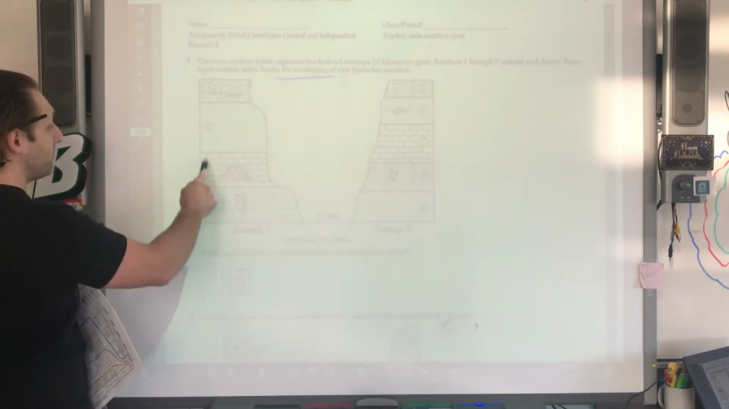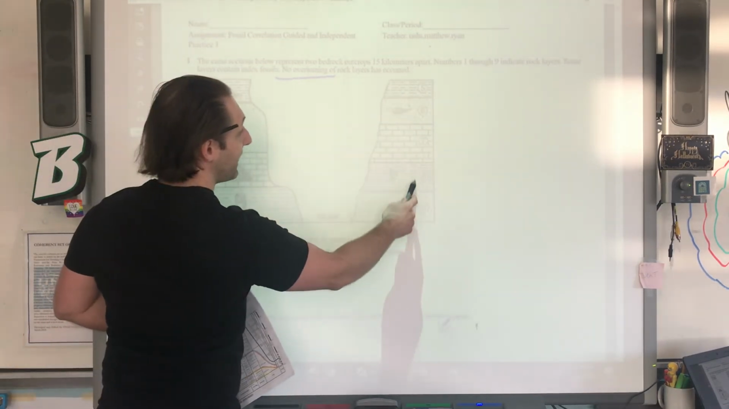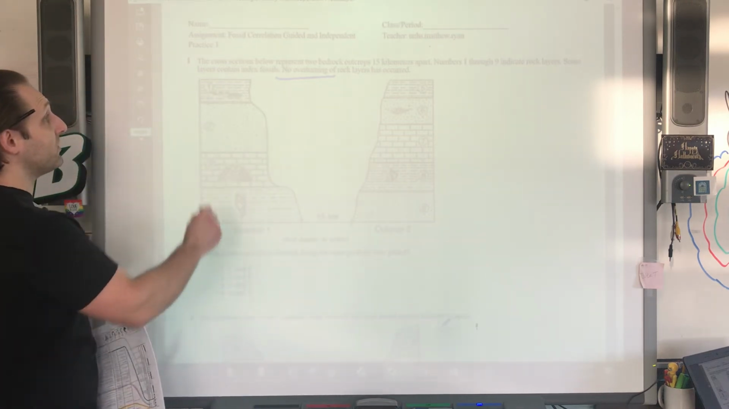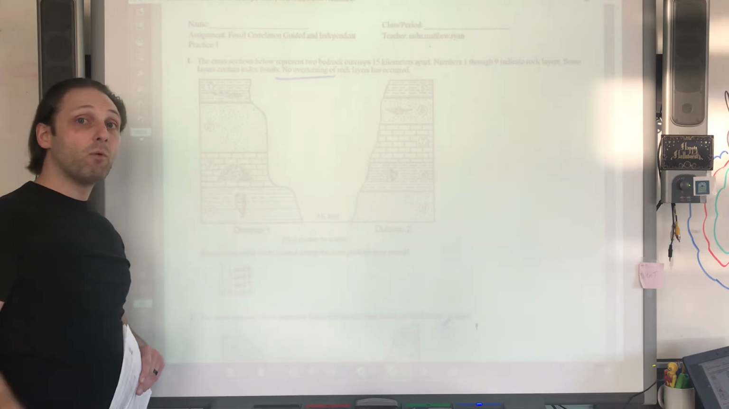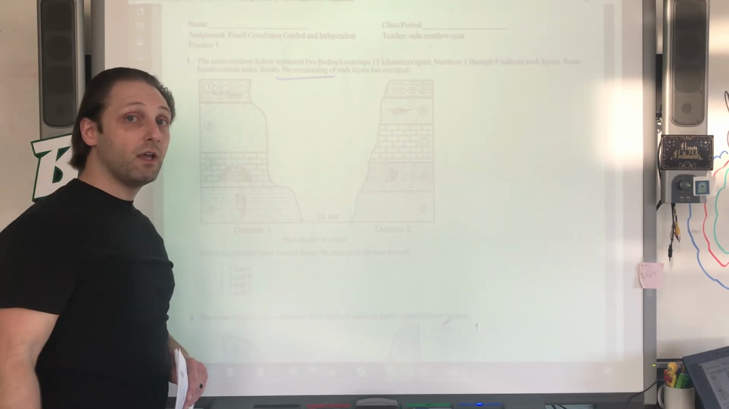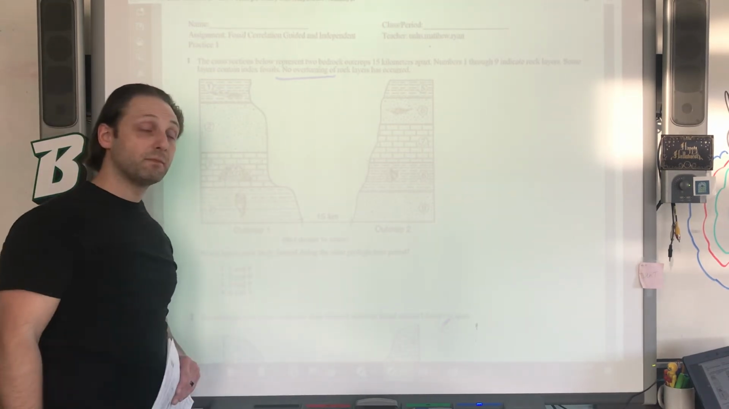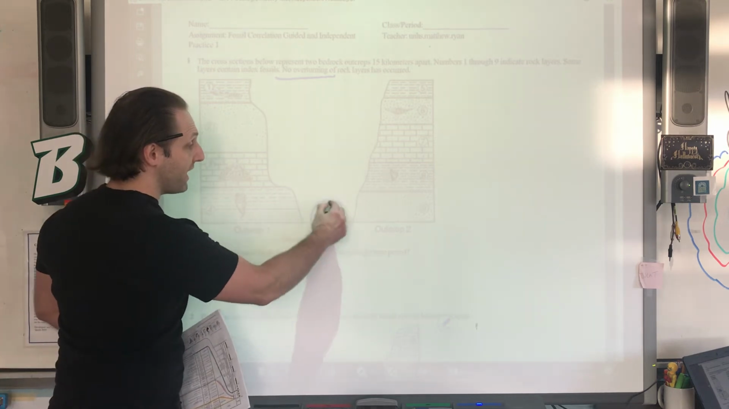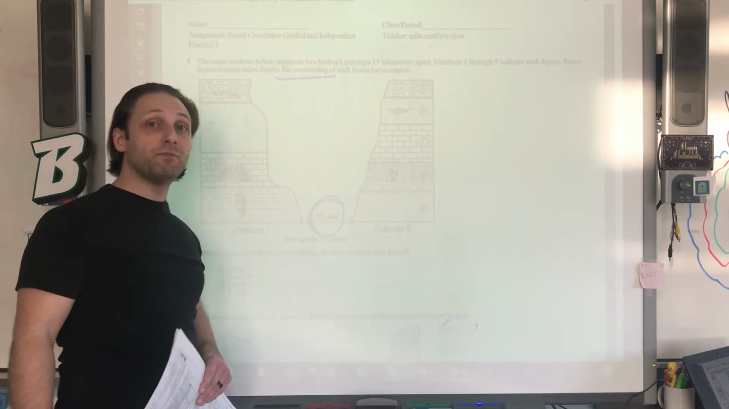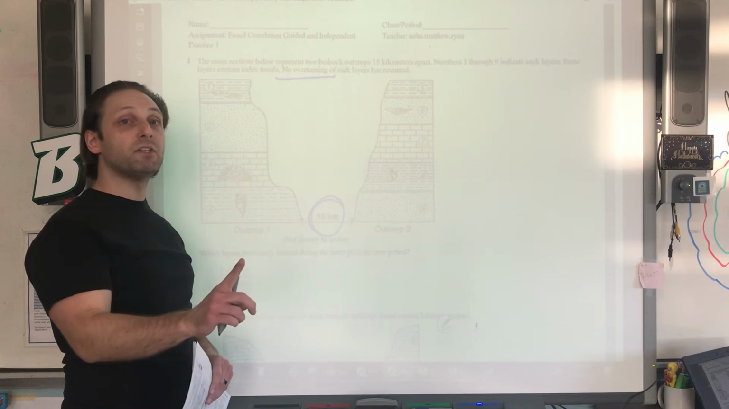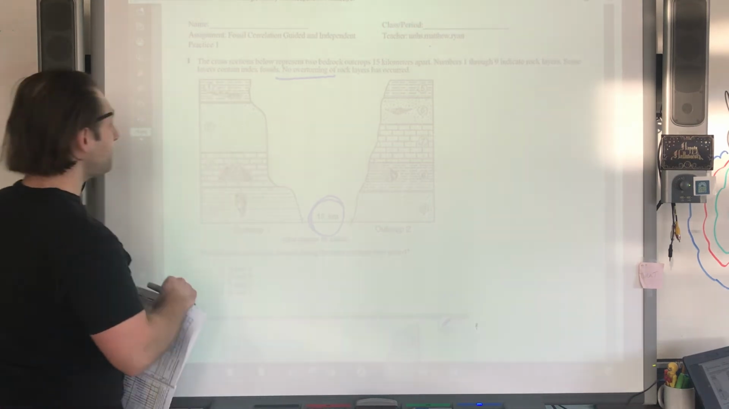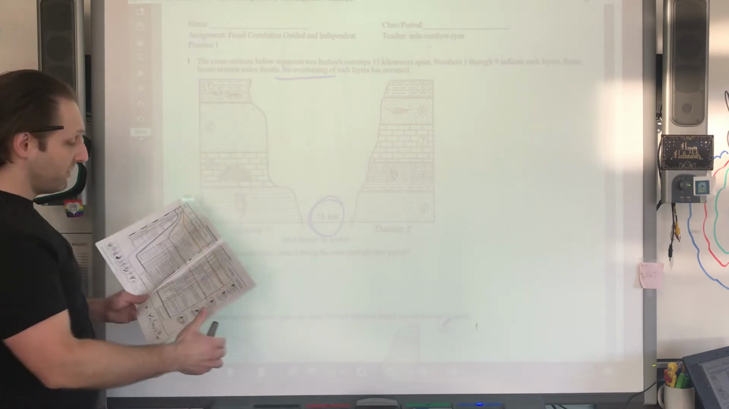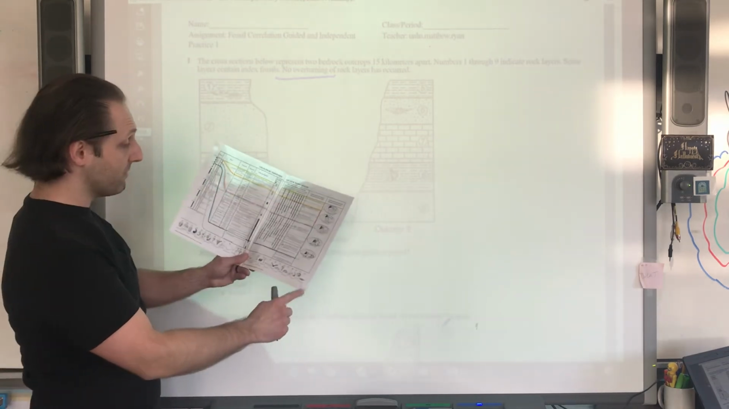We've got 1, 2, 3, 4, 5, 6, 7, 8, 9. And within those 9 layers, we've got 1, 2, 3, 4, 5 index fossils. We're going to use those index fossils to answer this question. Okay? Now, instead of saying widespread, they have given you that these are 15 kilometers apart, so they are not next to each other, and they're not visible next to each other. So, number 1, you've got to find that picture down here on the bottom of your reference tables.